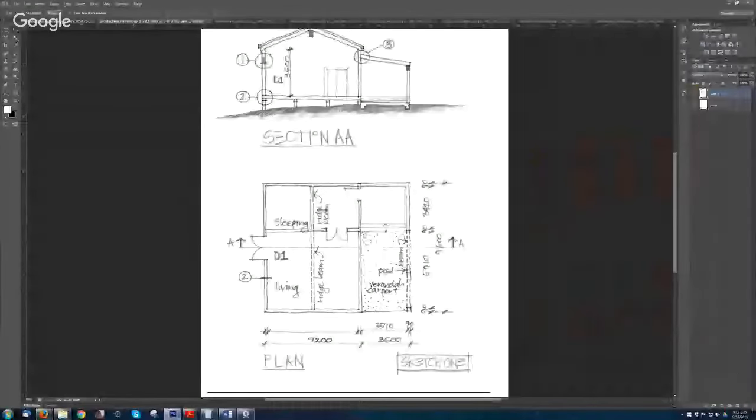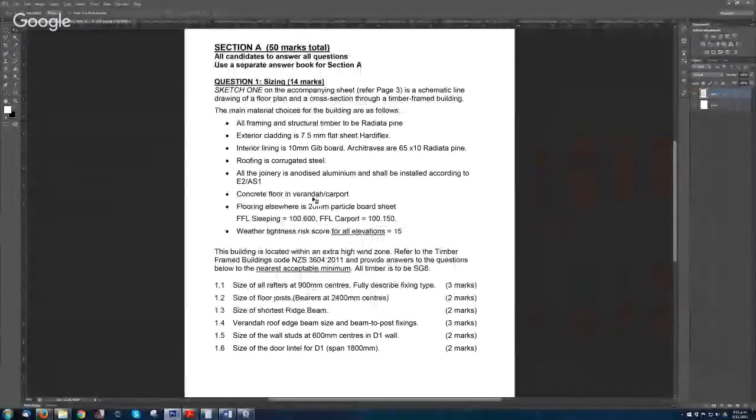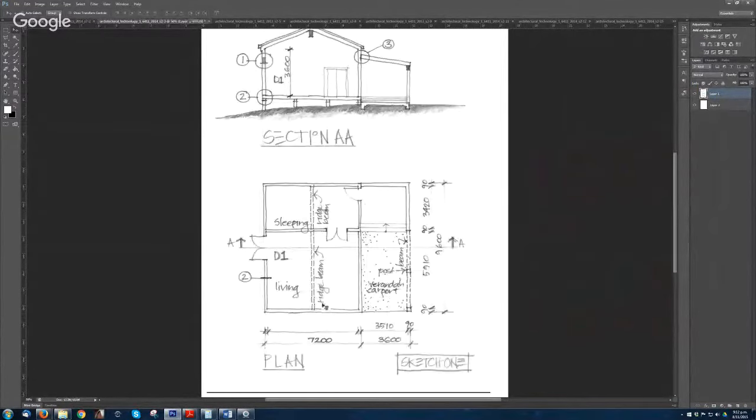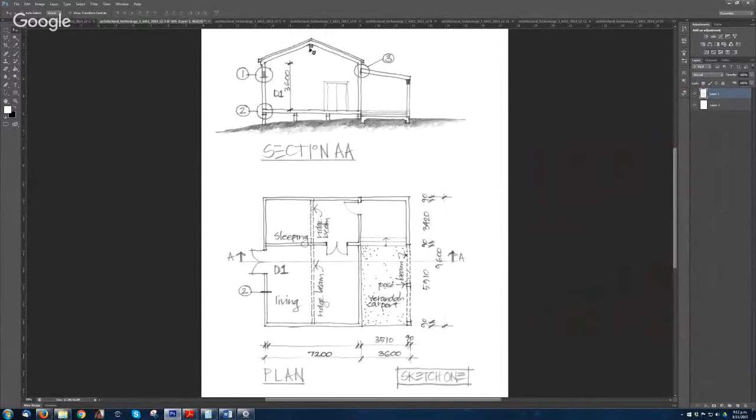Okay, so now we're going to go back to question 3: size of the shortest ridge beam. Go back to our plan. So that's the ridge beam, and if you look on the floor plan, that's this line here. You get ridge beam here, and you can see that this one is the shortest. So the span of that ridge beam is 3.420.